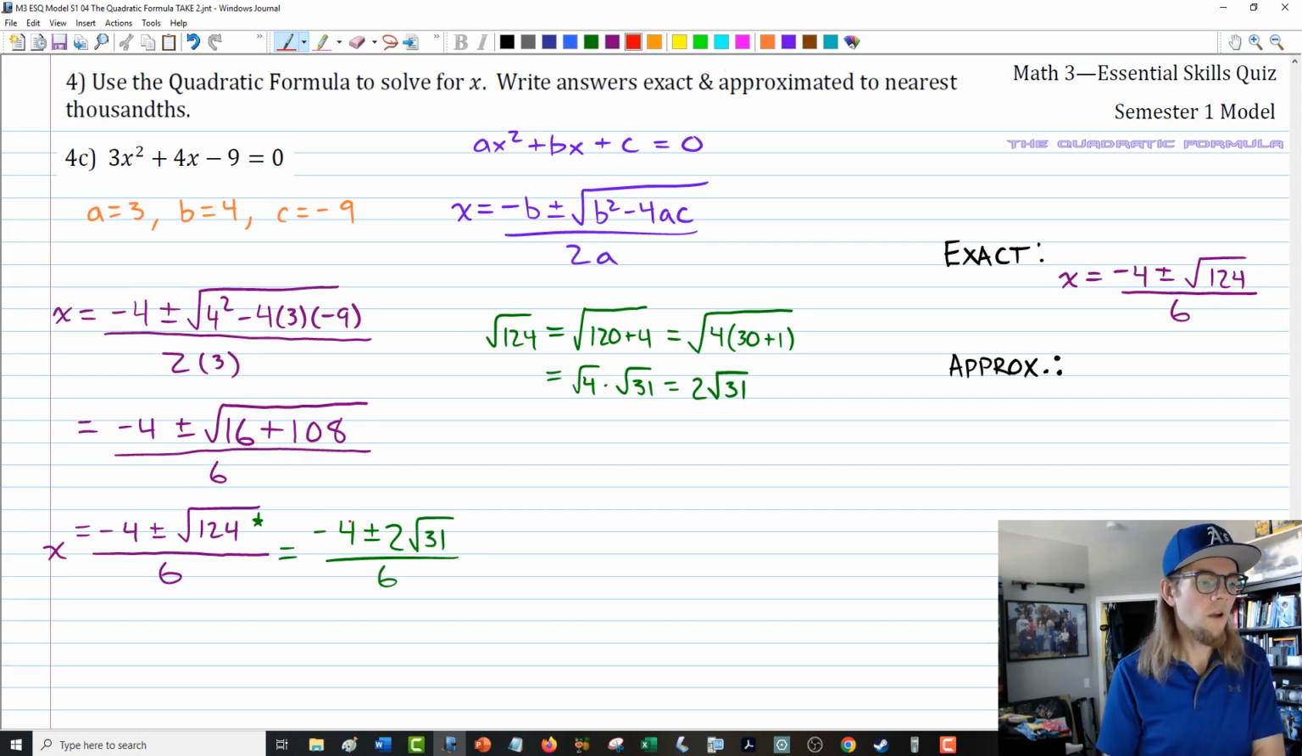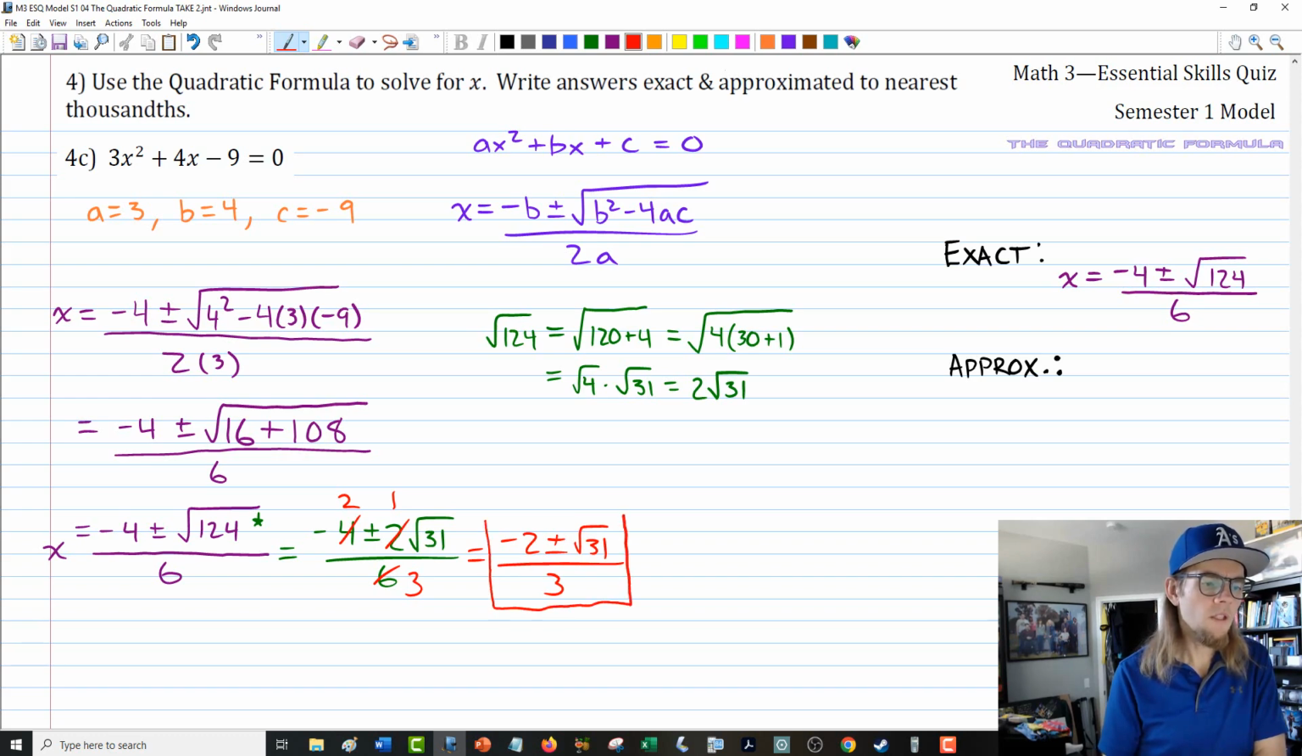And then just like before, 4, 2, and 6 all share a factor of 2. It's in common. It's a GCF. Like a pairwise GCF, I guess. So basically, we can pull out a 2 from each. We'll get 2, 1, and 3. And that will allow us to write this in one separate additional form. -2 plus or minus the square root of 31, all divided by 3.